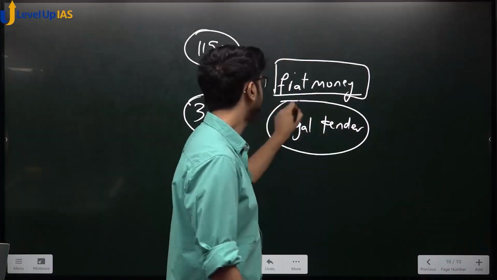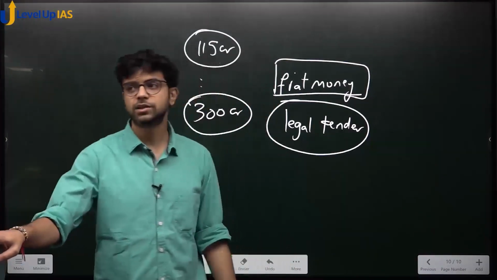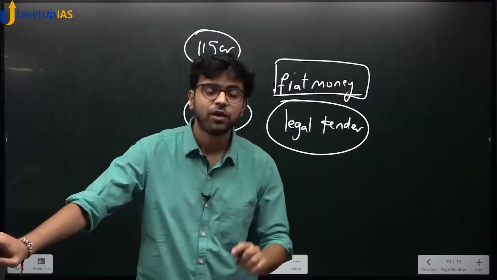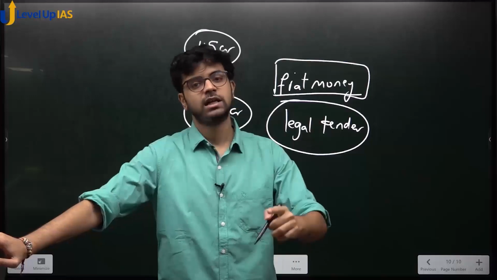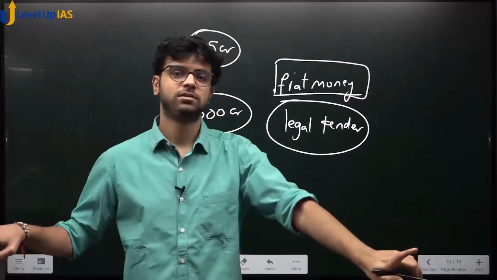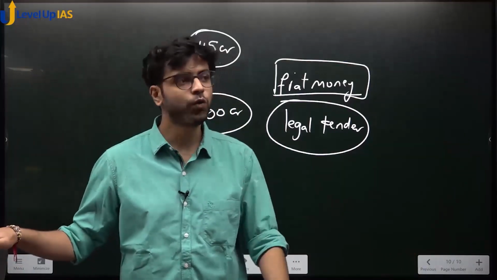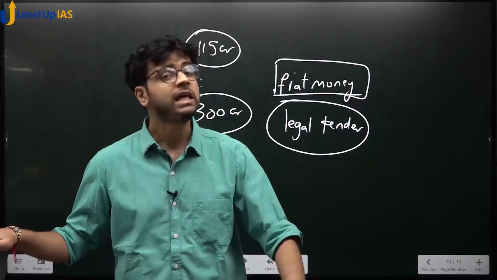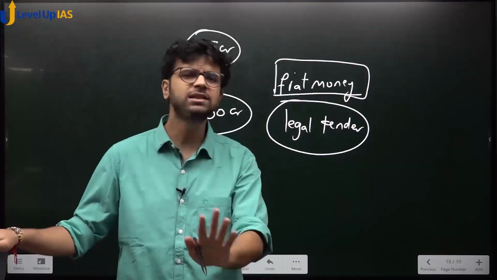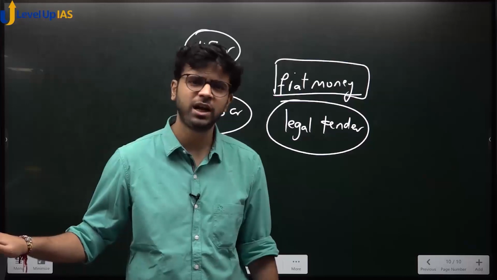Pay attention to the definition which I am telling you. Pay attention to the concept. Any money which the receiver cannot reject is known as legal tender money. If you give 10 rupee notes to a shopkeeper, he cannot reject that 10 rupee notes unless it is torn and unless it is soiled and mutilated.